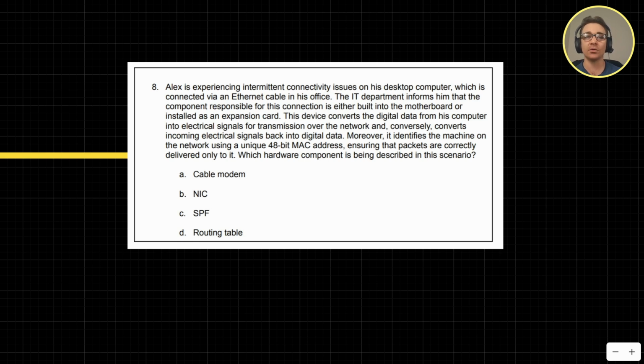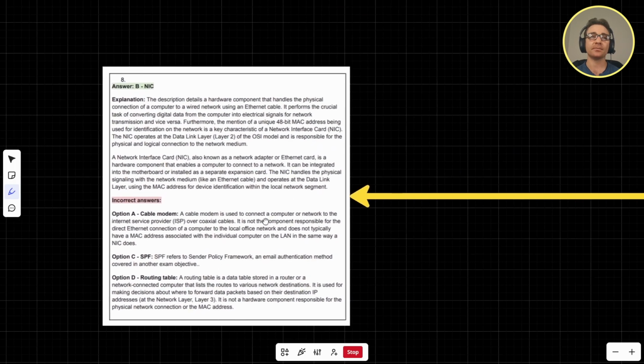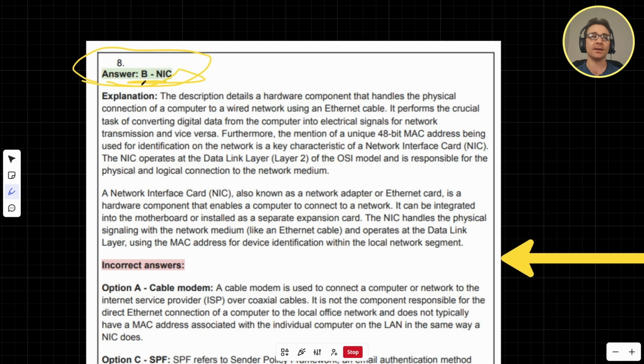A. Cable modem. B. NIC. C. SPF, or D. Routing table. Pause the video if you need more time. Your answer coming up straight away in 3, 2, 1. It is a NIC is your answer. All right, NIC.